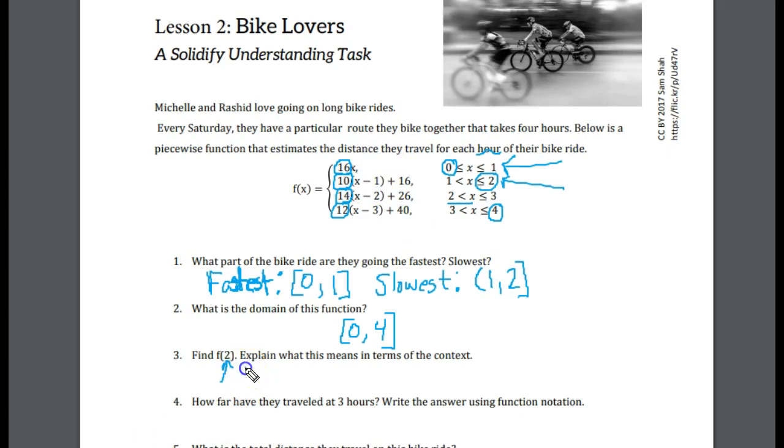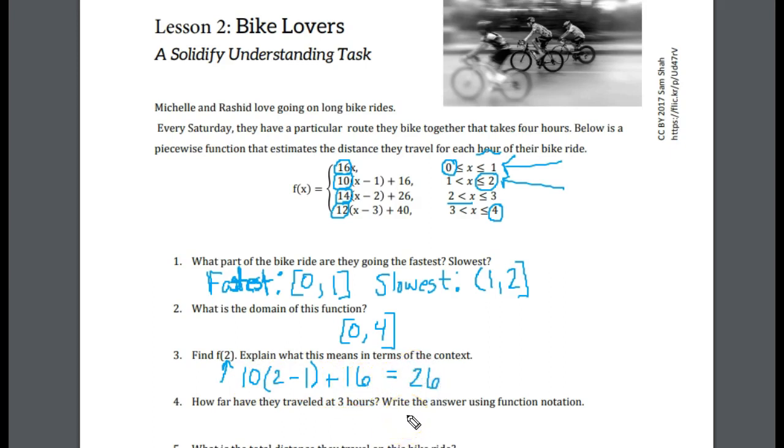So to find f of 2, I'm going to substitute 2 into the equation 10 times x minus 1, so that'll be 2 minus 1 when I substitute, plus 16. 2 minus 1 is 1, 1 times 10 is 10, and 10 plus 16 is 26.